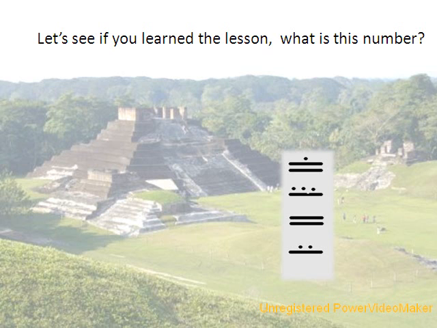Let's see if you learned the lesson. What is this number? Remember, multiply the first from the bottom up. Multiply it by 1. The second place will be times 20. The third will be times 400, and so on. Can we do it?